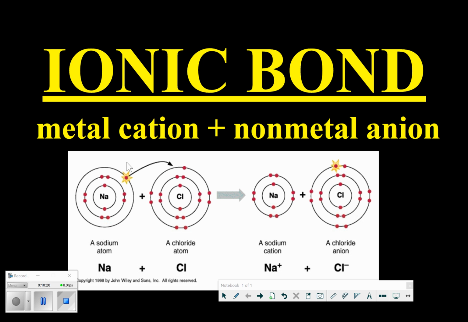So this electron is going to plug into that hole. This is going to be a positively charged ion. This is going to be a negatively charged ion. That is going to create a cation and an anion, and they will be oppositely charged, so they will attract each other.